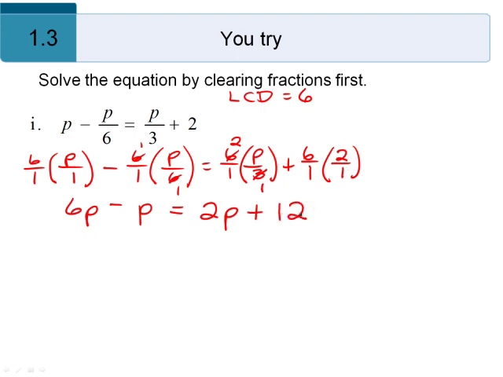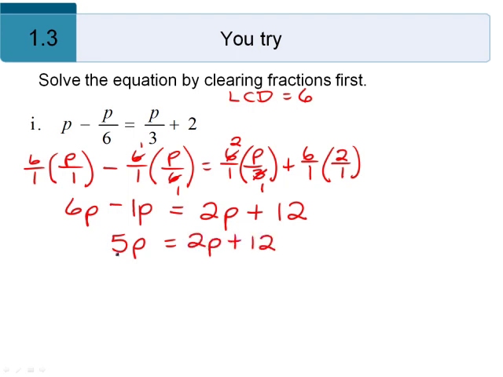So that's what we're looking at so far. Now look at the left-hand side. Those are like terms. Okay, you have 6p minus p. That's like a 1 there. So 6 minus 1 would be 5p equals 2p plus 12.